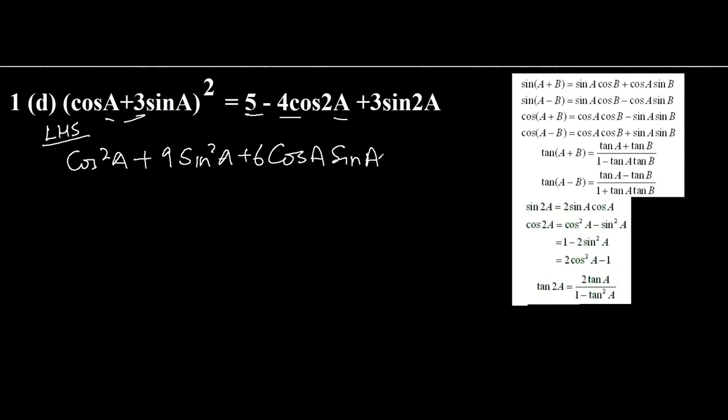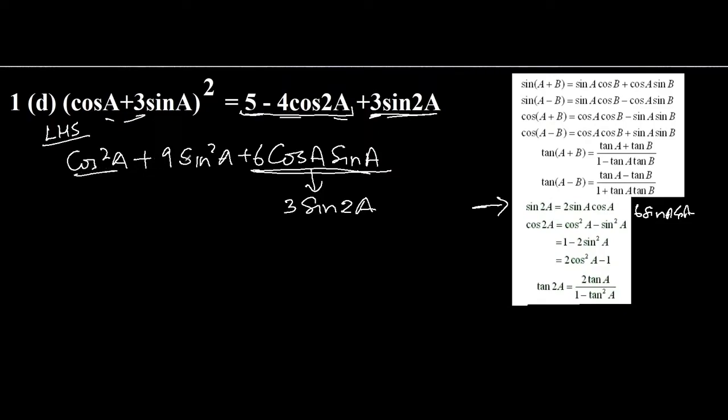sine a. Now look, this 6 cos a sine a, look at the identity which is sine 2a, this one. If I multiply this by 3, it will be 6 sine a cos a, right? And that is here, and it is 3 here. That means we already got one part. So this is 3 sine 2a already. Okay, so we have to focus on these two now.